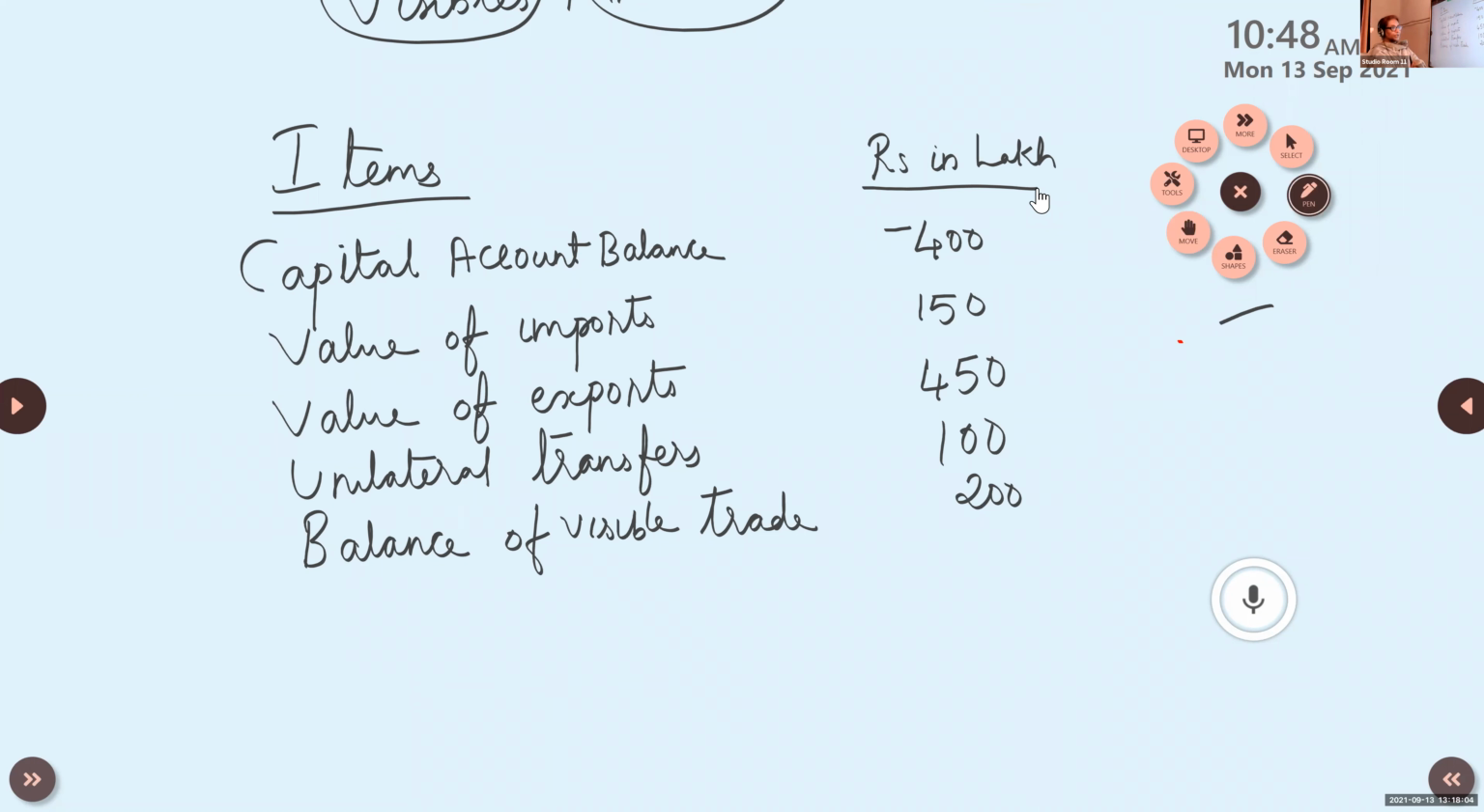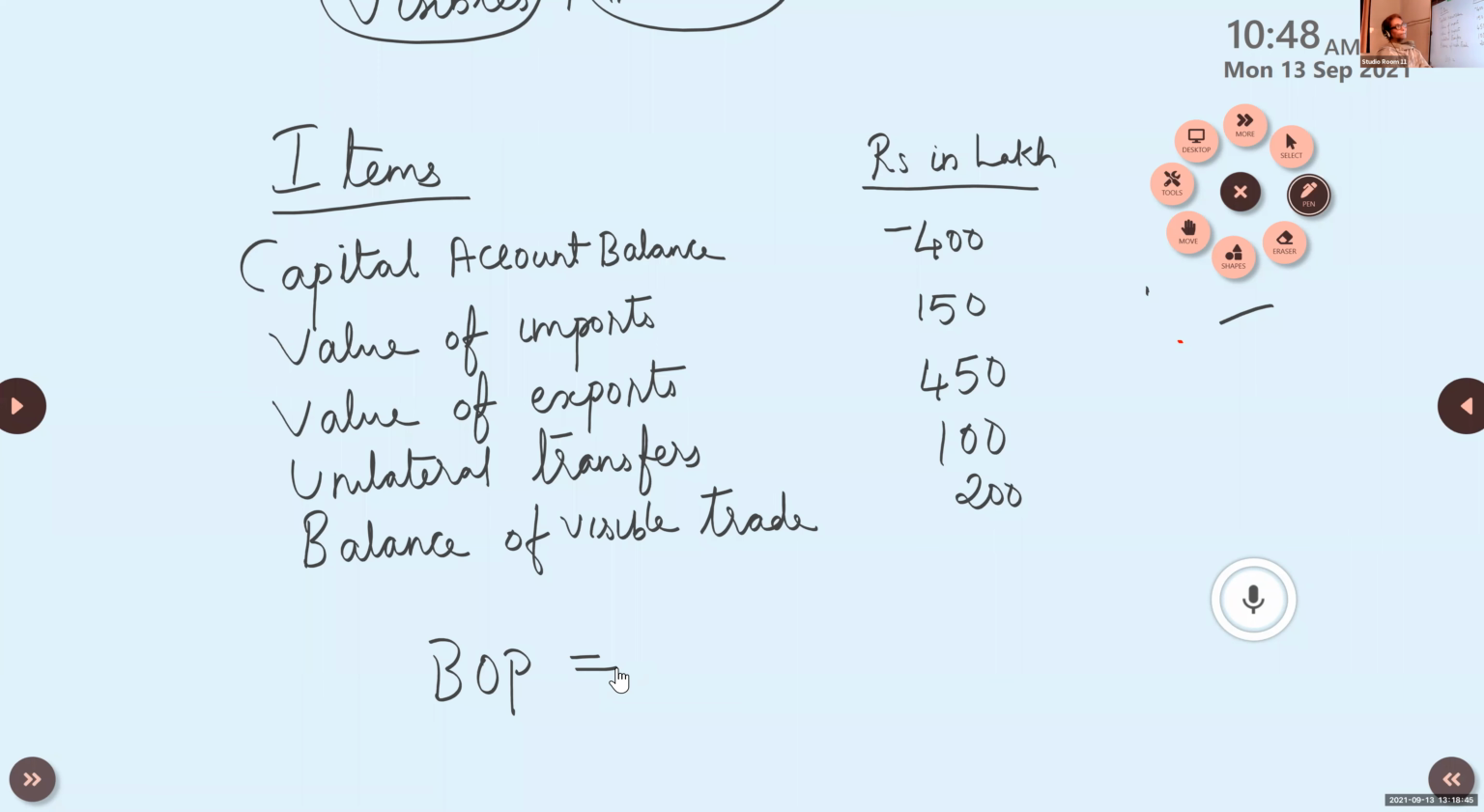Now, what is the question? Just read it once, Aditya. Find the balance on the balance of payments account, which is the overall balance. Here they are asking you the balance of payments. What is the formula to get the balance of payments? There are two accounts. How should it be?